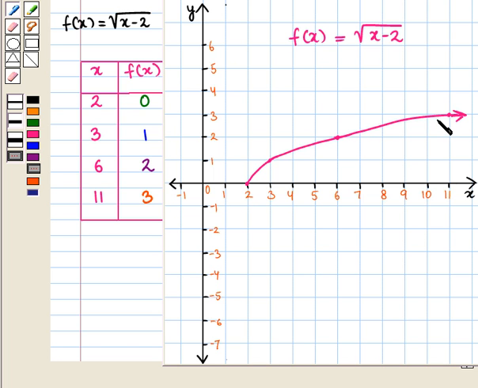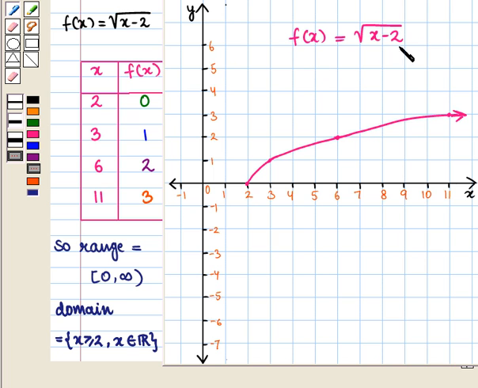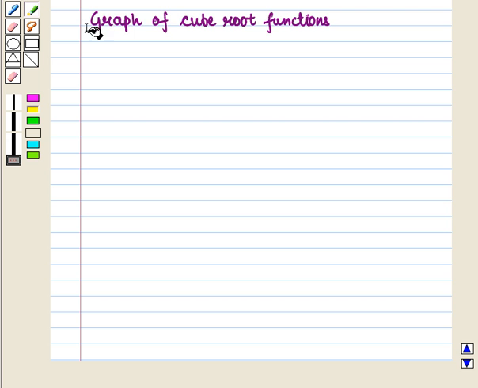From the graph we can see that y takes values greater than or equal to 0. So, the range of the function will be equal to the semi-closed interval 0 to infinity. This is the required graph of the function f of x is equal to square root of x minus 2, where the range is given by the semi-closed interval 0 to infinity, and the domain is the set of all x greater than or equal to 2, where x belongs to the set of real numbers.